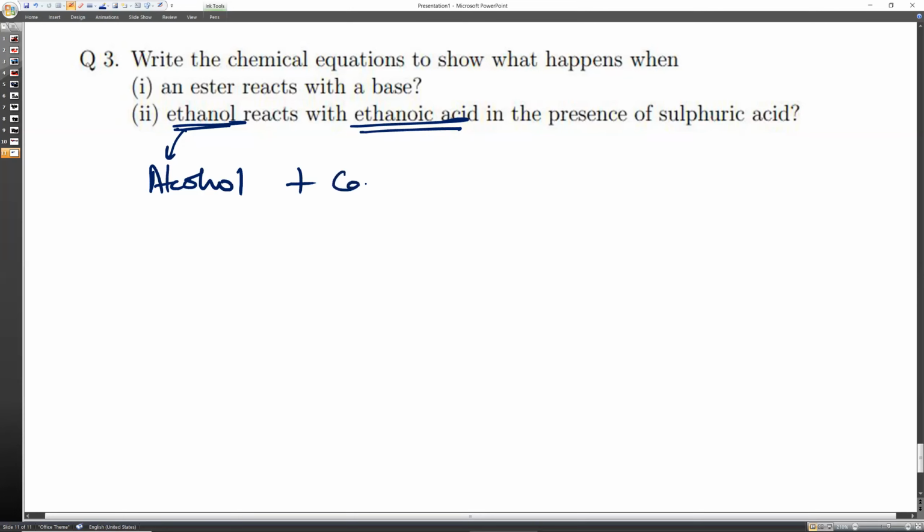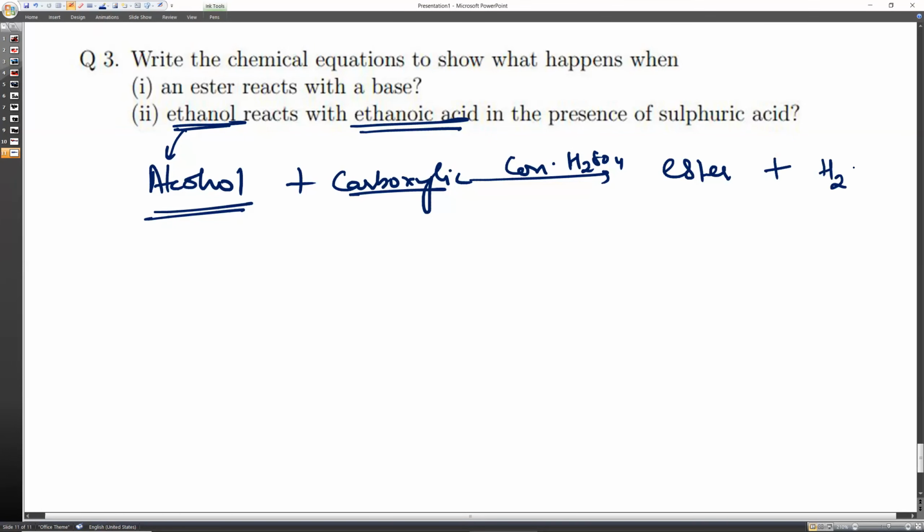So it is a carboxylic acid. When alcohol reacts with carboxylic acid in the presence of concentrated H2SO4, it gives you ester plus water. Now, it is asking what ethanol forms when it reacts with ethanoic acid in the presence of sulfuric acid. You will say that an ester will be formed, but you have to name that ester.